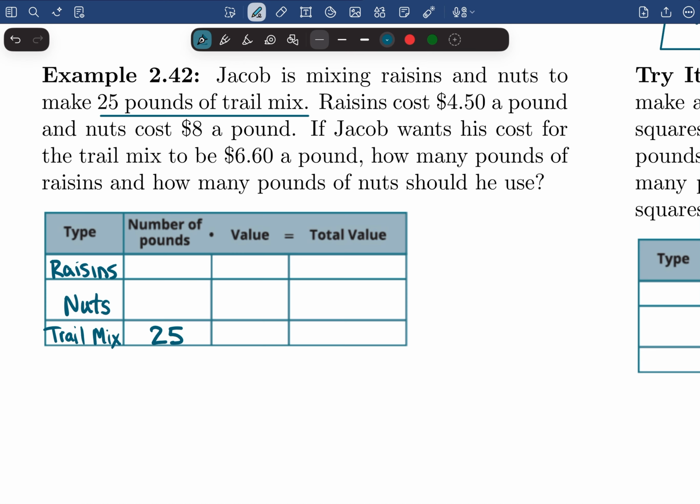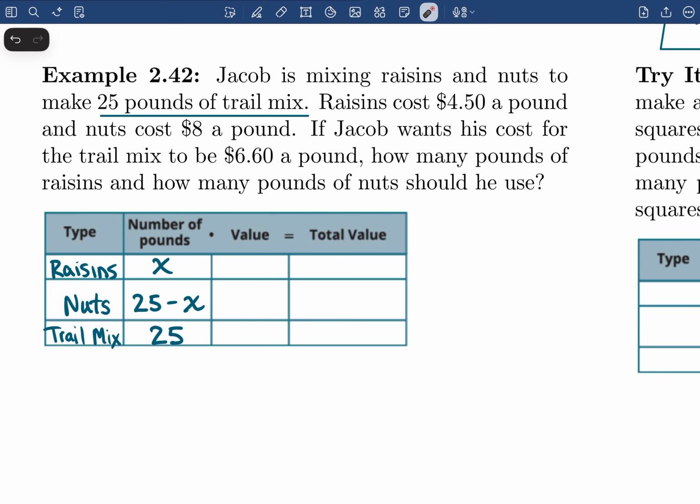So the amount of raisins, let's call it X. Or you could use R for raisins if you want to. But we'll just generally use X. And then the nuts, well, that would be the total pounds of trail mix minus the pounds of raisins, because all we have is raisins and nuts for this trail mix. So we would take the 25 grand total and subtract off the amount of pounds of raisins, and that would give us the pounds of nuts.